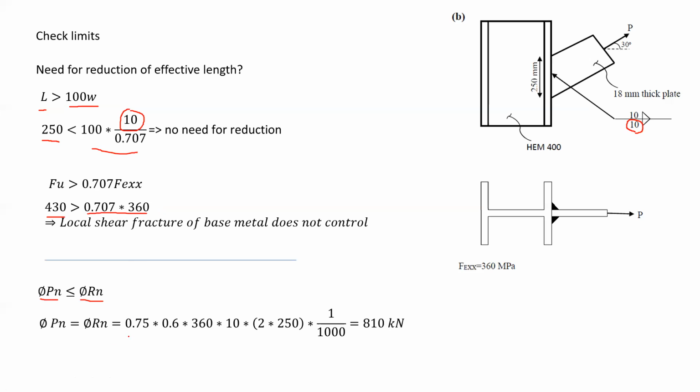And from here, I will substitute in the equation that I have 0.75, according to LRFD, multiplied by 0.6 by 360. That's the factored capacity of the welds. Multiplied by 10, that's A. Multiplied by 2 by 250. Now notice that the length of the weld is 250, however, I'm multiplying by 2. Why is that? Because at both sides we have welds. And lastly, I'm dividing by 1,000 to convert from newtons to kilonewtons. And it appears that the capacity of my welds is equal to 810 kilonewtons. And therefore, I can say that the factored load that I can apply is going to be equal to 810 kilonewtons.